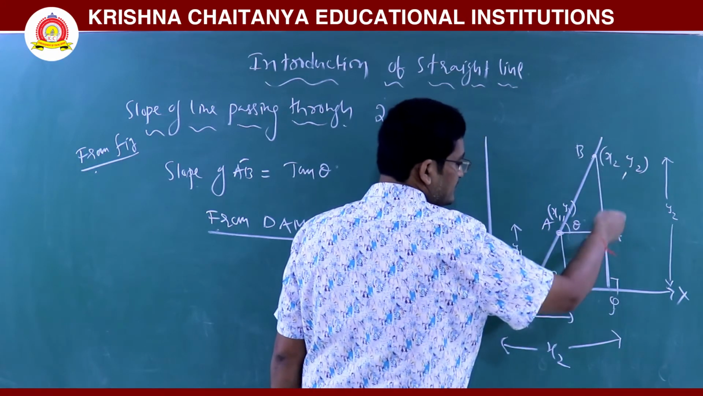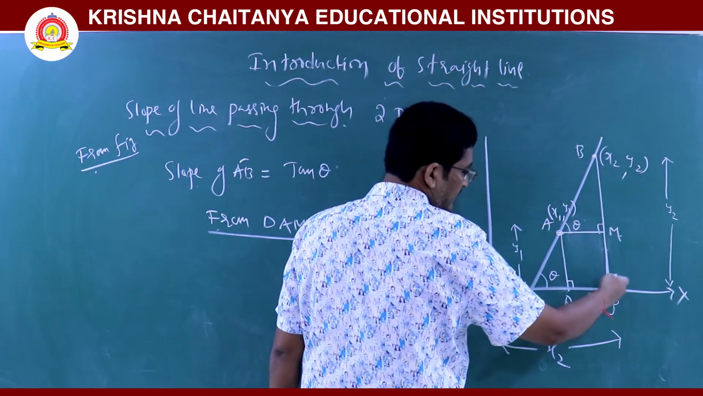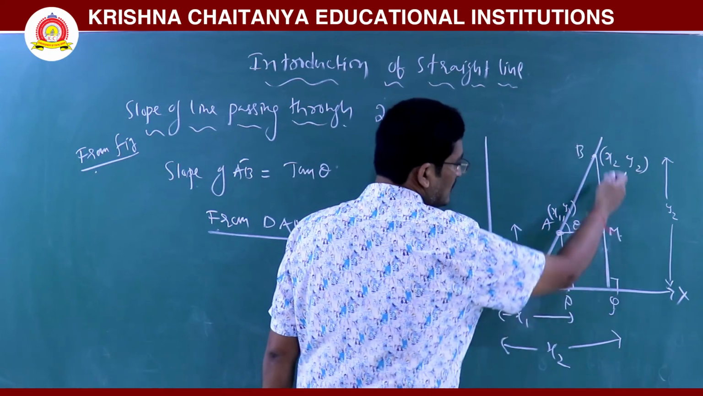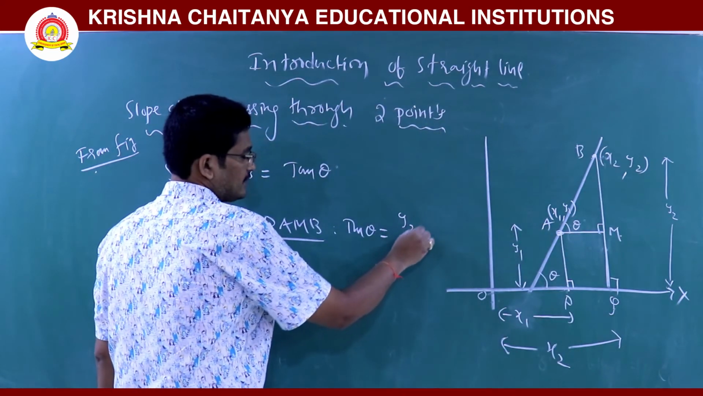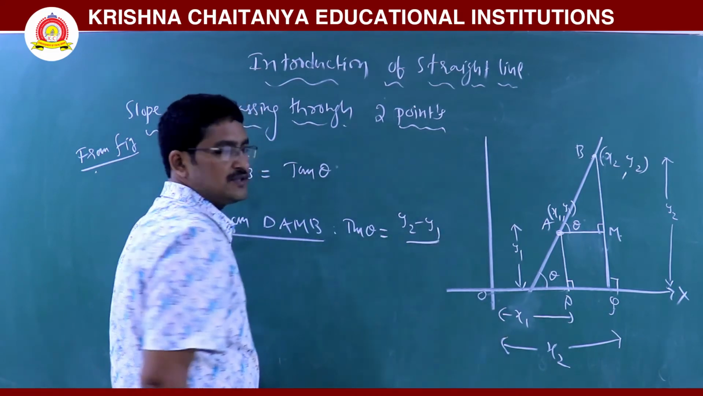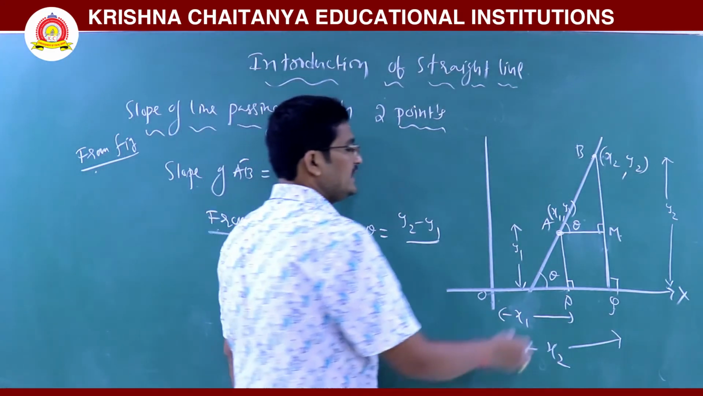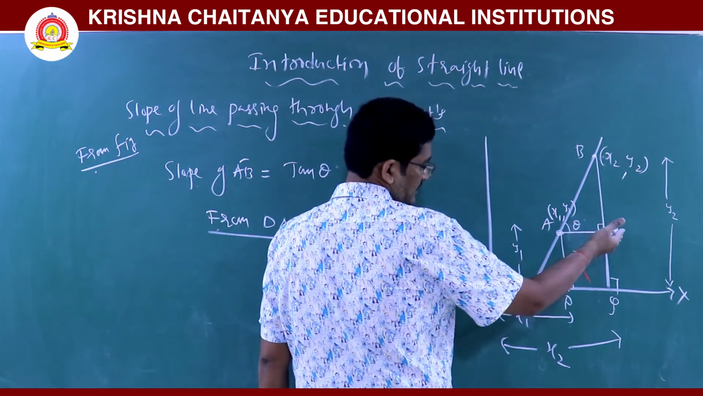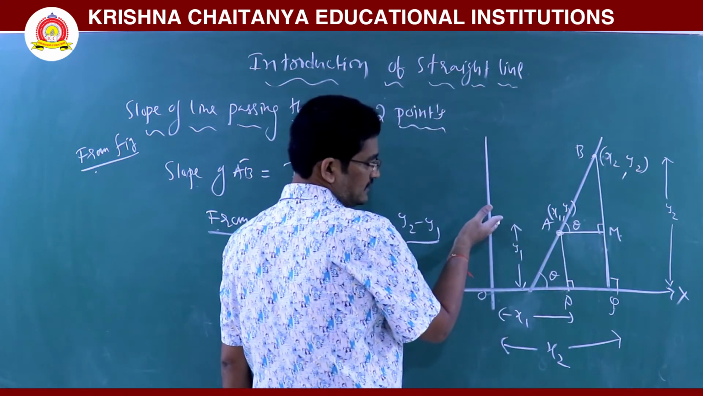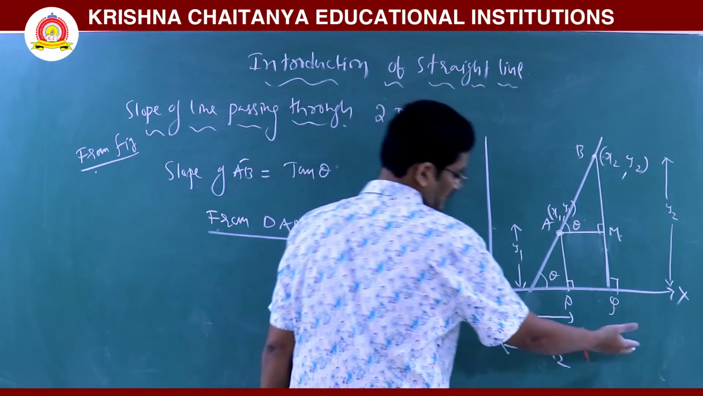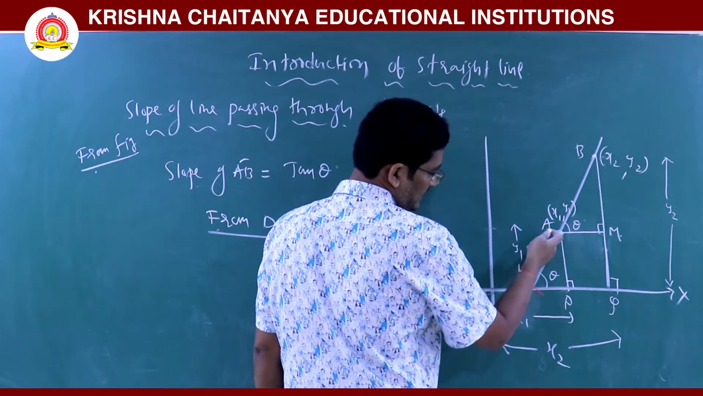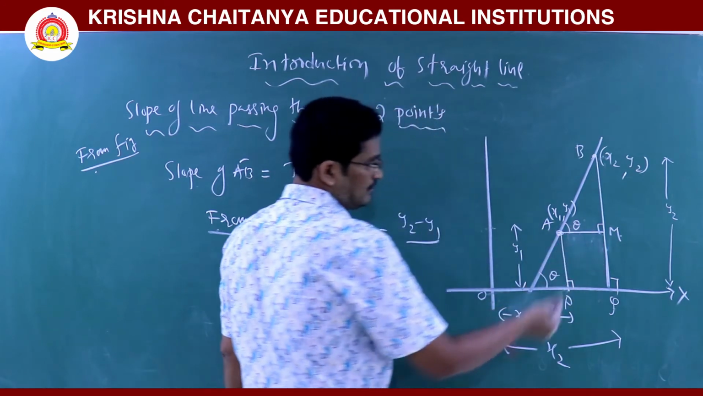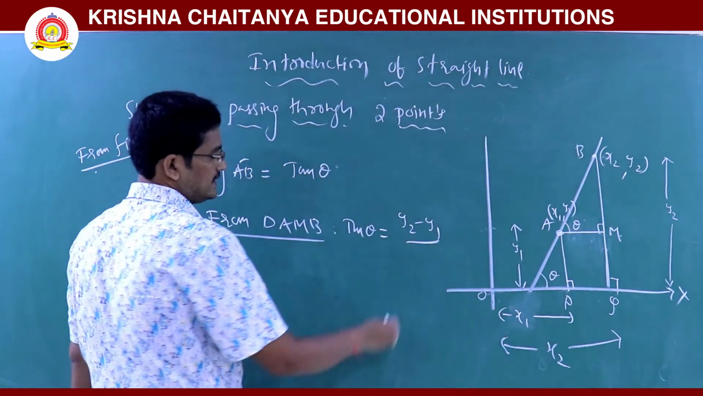So what is the length of this one? This full length is y2, up to here y1. So automatically this length is y2 minus y1. So that is the opposite side. Opposite side by adjacent side, so you need the length of this one. The complete length of this one is x2. This length is x1. What is AM? x2 minus x1. Is it clear?